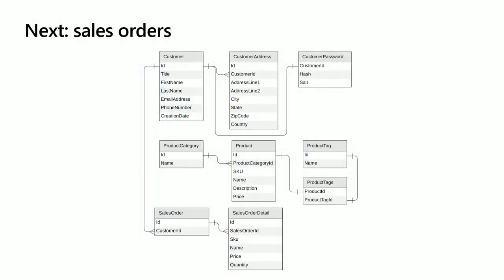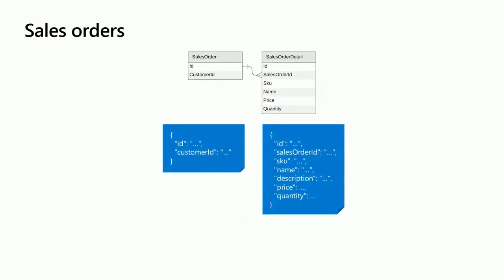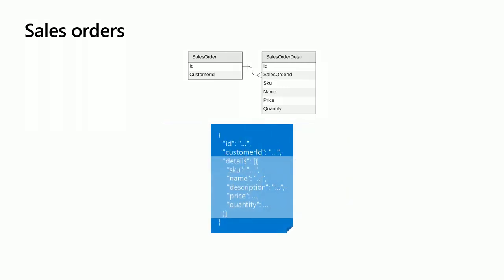Next, sales orders. That's the last entity we have to take care of. You know the drill. I'm going to start with 2 different JSON documents, one for the sales order, one for the sales order details. Is there any way to optimize that? We can embed, right? Because this is yet another one-to-few relationship. It makes sense to put everything in the same document. We materialize the details with a details array within the JSON payload.